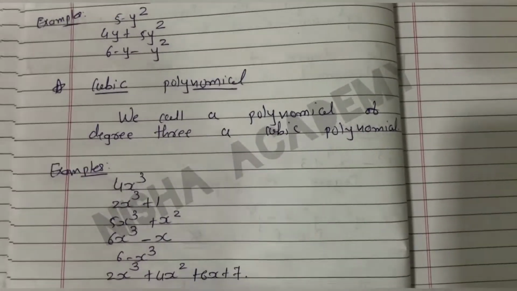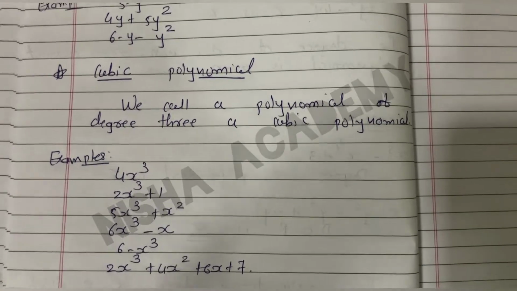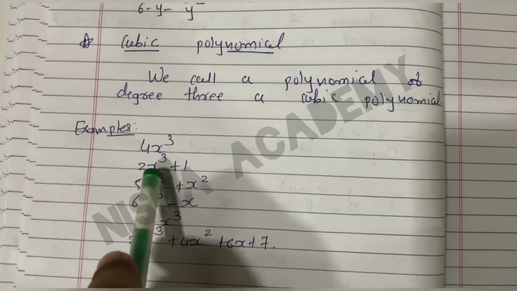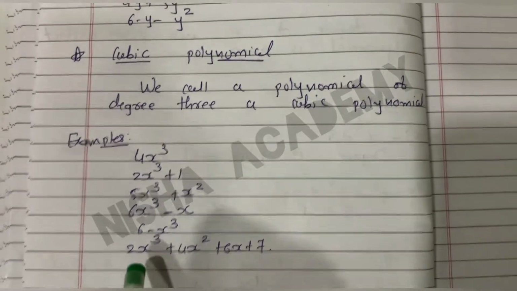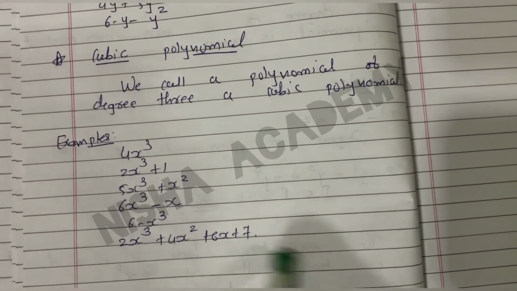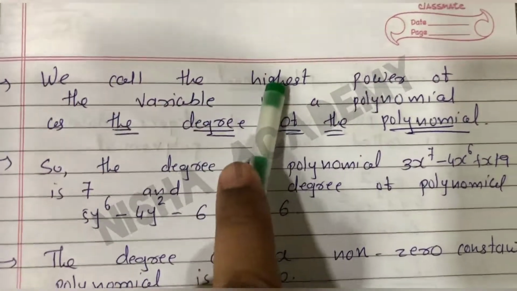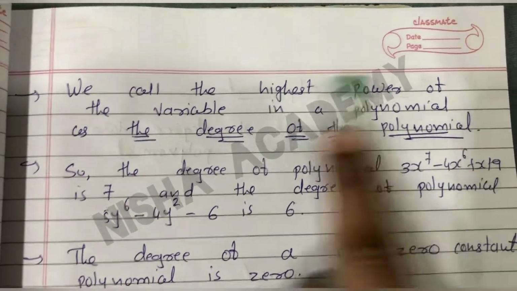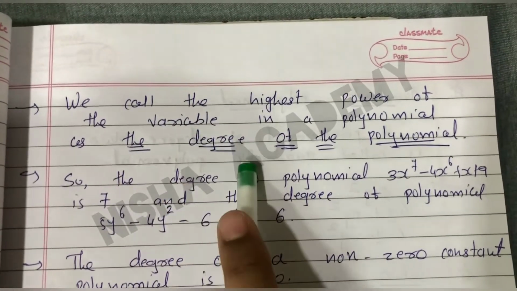Next is the cubic polynomial. What is a cubic polynomial? A polynomial of degree 3. If the degree of the polynomial is 3, it is called a cubic polynomial. For example, 4x cube, 2x cube plus 1, 5x cube plus x square, 6x cube minus x, 6 minus x cube, 2x cube plus 4x square plus 6x plus 7. These are called cubic polynomials. So you have to see the degree of the polynomial: the highest power of the variable in a polynomial is the degree of the polynomial.